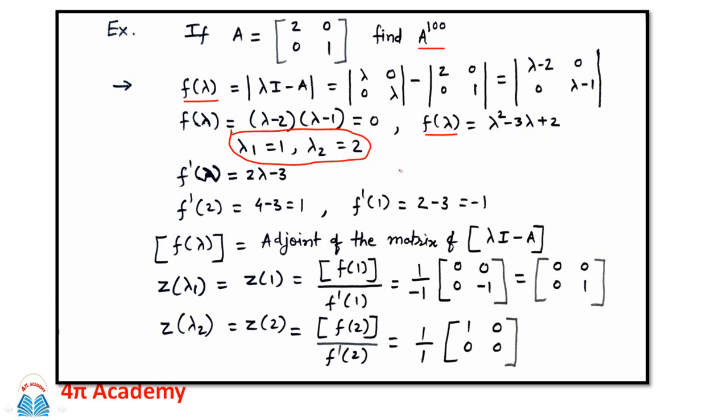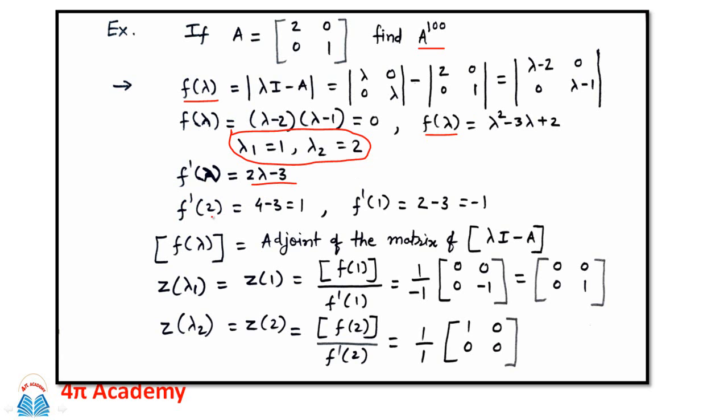This is our f of lambda. So let us differentiate this f of lambda. We get f dash of lambda, which will be equal to 2 lambda minus 3. So this is the derivative of f of lambda, which is equal to 2 lambda minus 3.